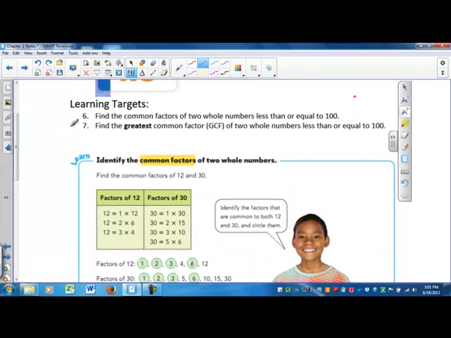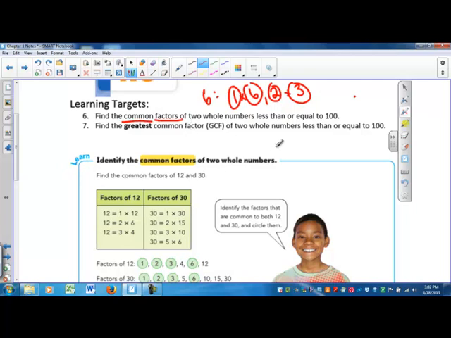So here are your learning targets for this video. Find the common factors of two whole numbers less than or equal to 100. We talked about factors in the last unit, so I'll remind you. If we took the number 6, I know that I can have factors of 1 times 6 and 2 times 3. Those are all factors: 1, 6, 2, and 3.